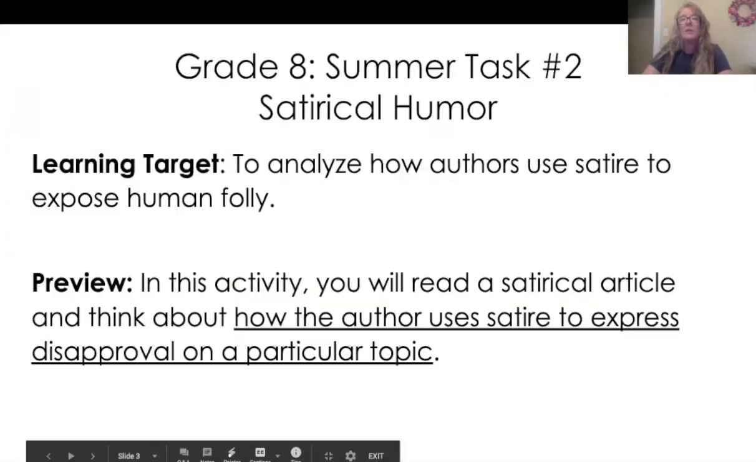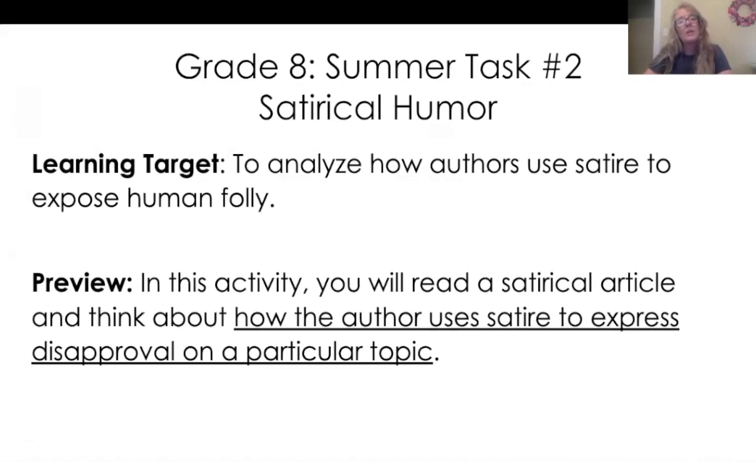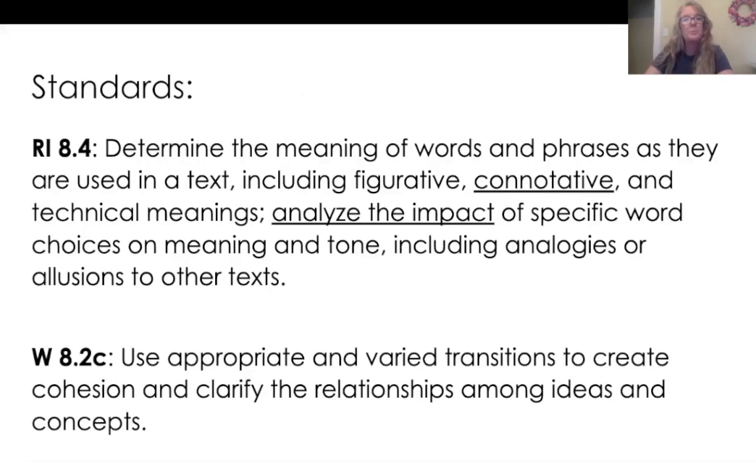Our Grade 8 summer task number 2 is about satirical humor. Our learning target is to analyze how authors use satire to expose human folly. In this activity, we're going to read a satirical article and think about how the author uses satire to express disapproval on a particular topic. I've underlined that part to help us keep in mind what our focus is supposed to be.